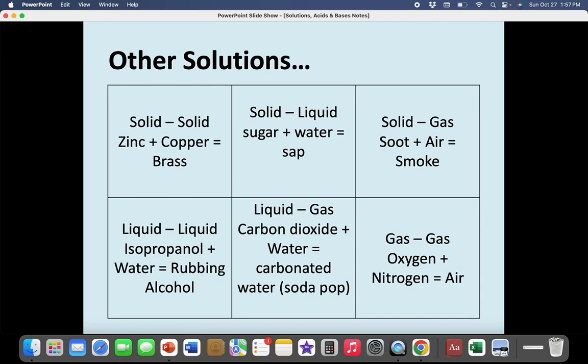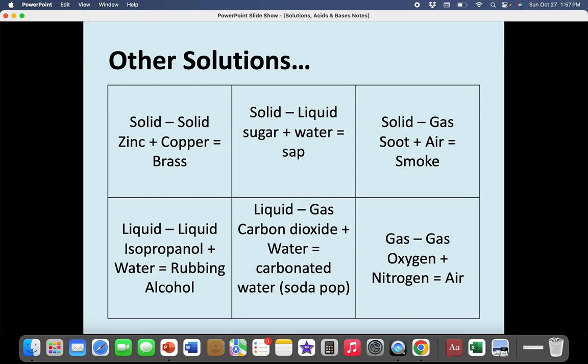Another example, just like the ones we had on the previous page, would be sap from a maple tree. The sugars that are dissolved in the sap are made by the maple tree. The water that is coming up through the roots helps to dissolve those sugars and hold them up into the mixture. And we call that mixture sap when we tap the tree. We eventually boil it to reduce some of the solvent, or the water, and make it into syrup, which is still a solution, just a thicker solution.